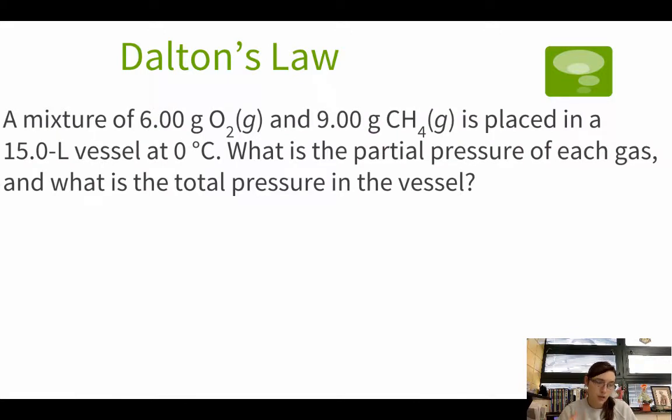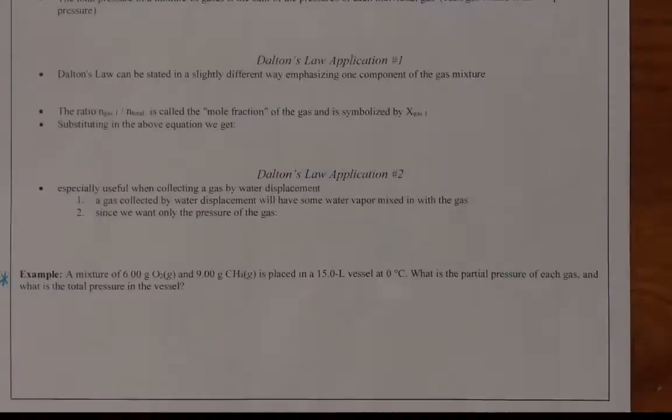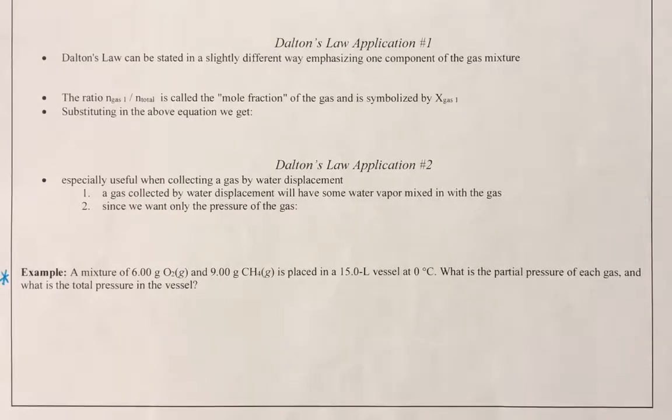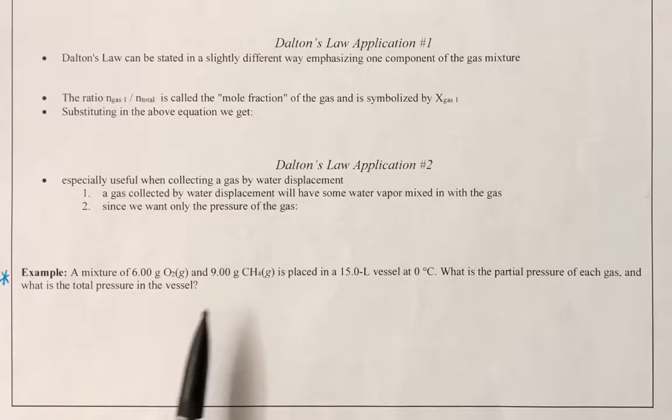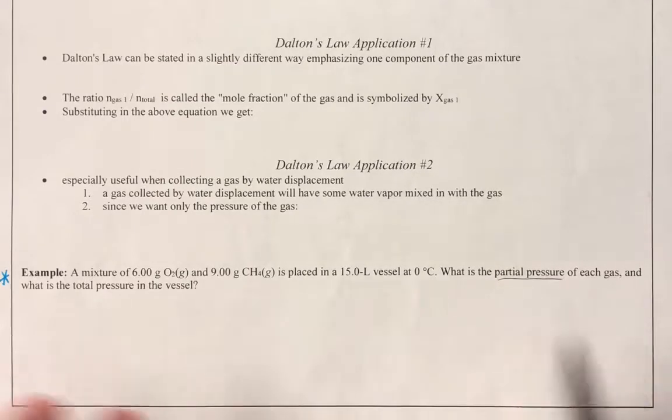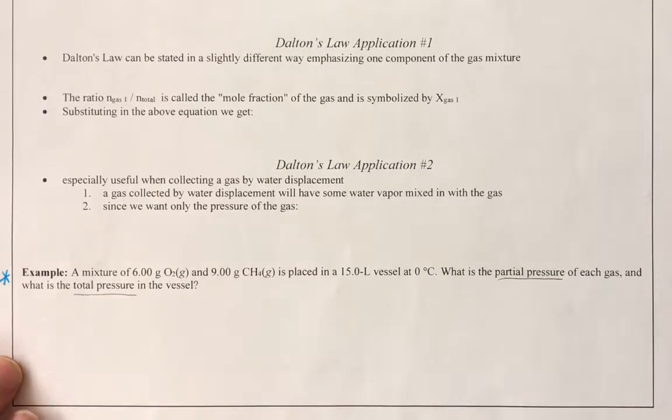So what I want to do now is go through an example that is in the notes that actually looks at when you mix oxygen and methane in a container. I want you to calculate partial pressure and total pressure in the container. So we're going to work through this Dalton's law of partial pressure example that talks about oxygen and methane being placed into a container. It wants to know what the partial pressure of each gas is, as well as the total pressure in the vessel.